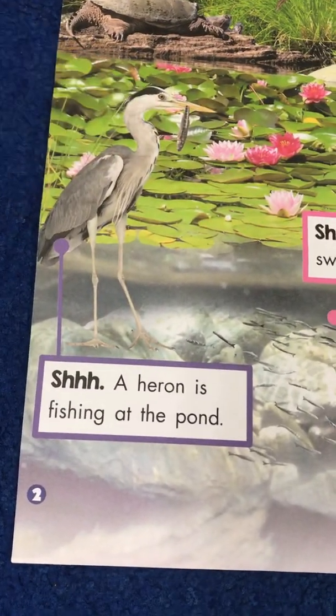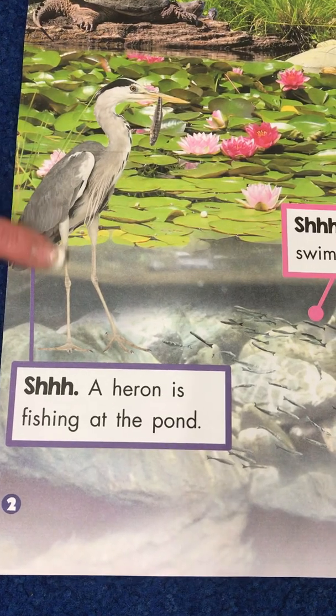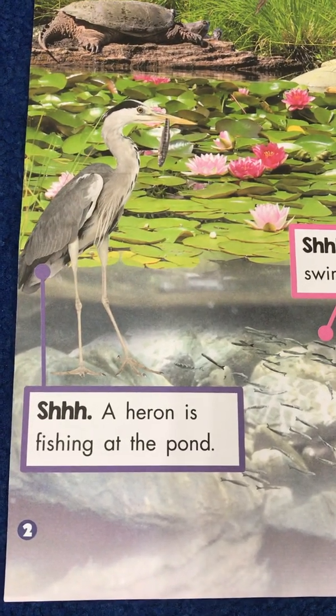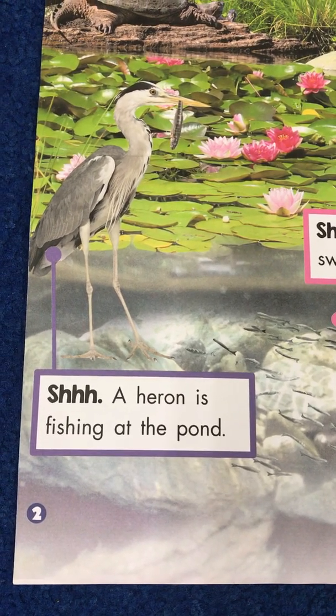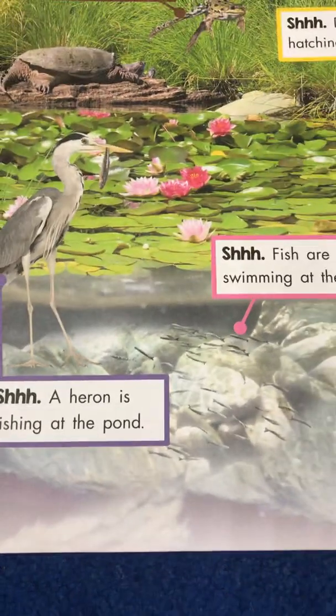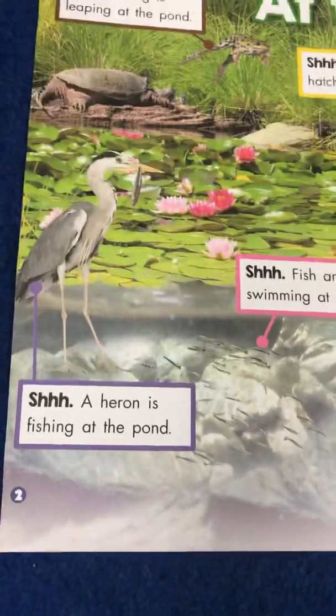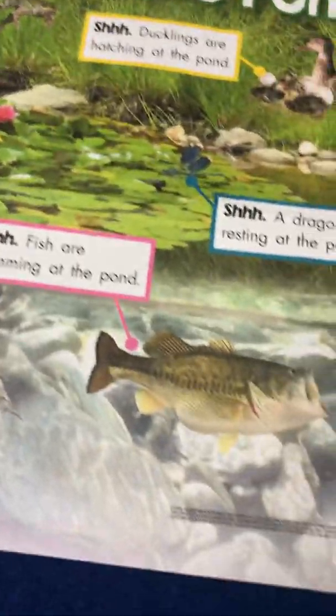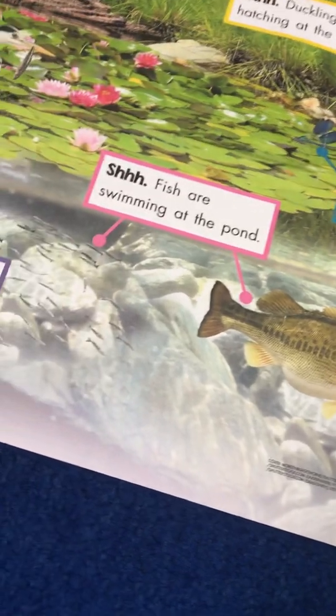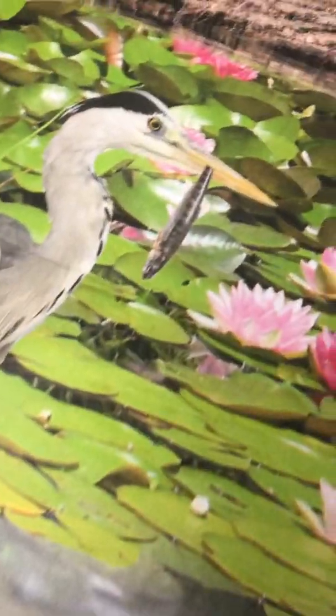Oh, look at this big, beautiful bird with a fish in its mouth. It has long legs and feathers. It says, shh, a heron is fishing at the pond. That bird is called a heron. Look at under the water. Do you see the big fish? It says, shh, go quietly to the pond so you don't scare the animals. There's little tiny fish. That's what the heron's catching. And look at the great big fish.